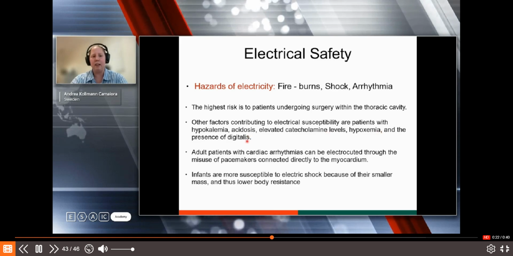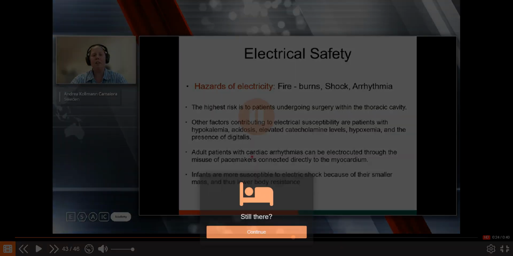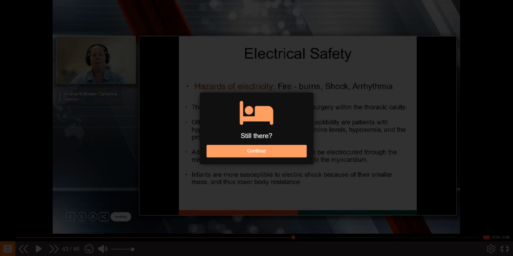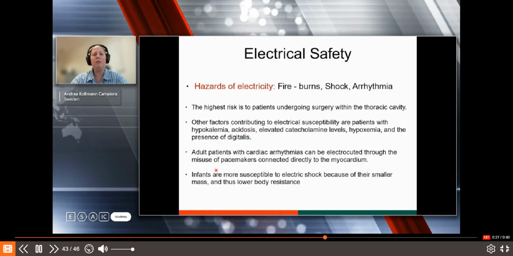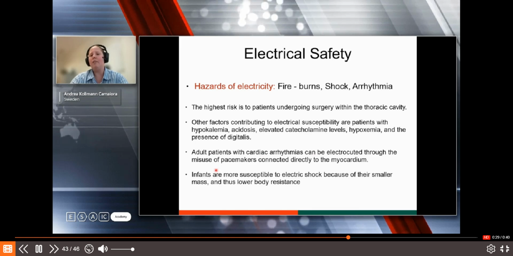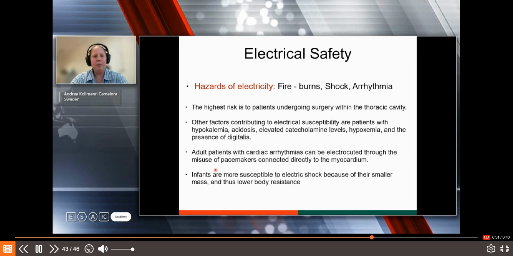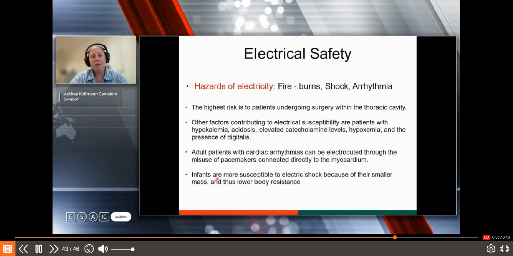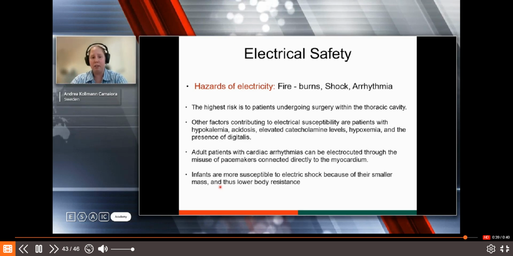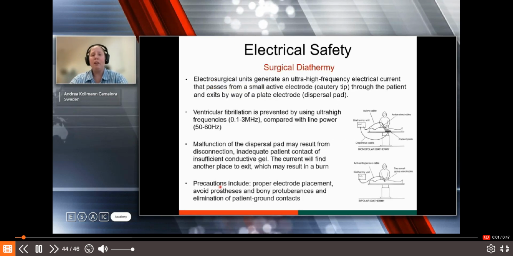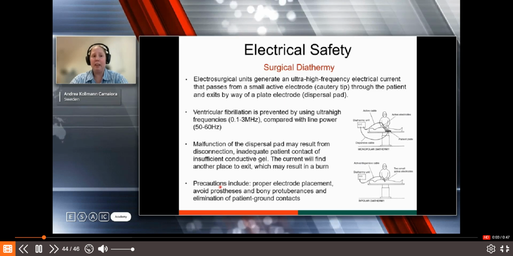Adult patients with cardiac arrhythmias can be electrocuted through the misuse of pacemakers if they are connected directly to the myocardium. And of course, babies are more susceptible to electric shock because they have a smaller mass and a lower body resistance.